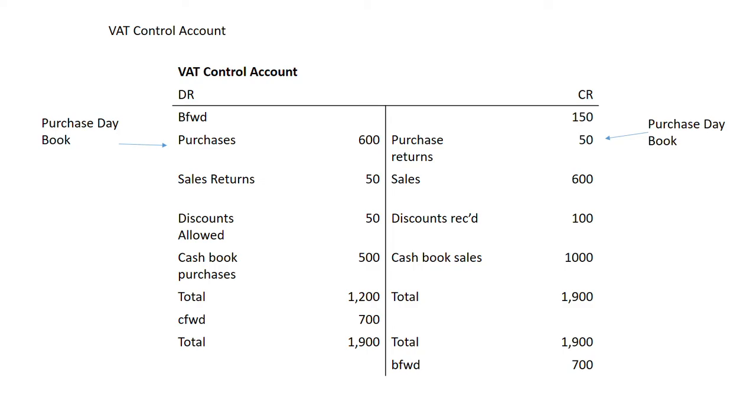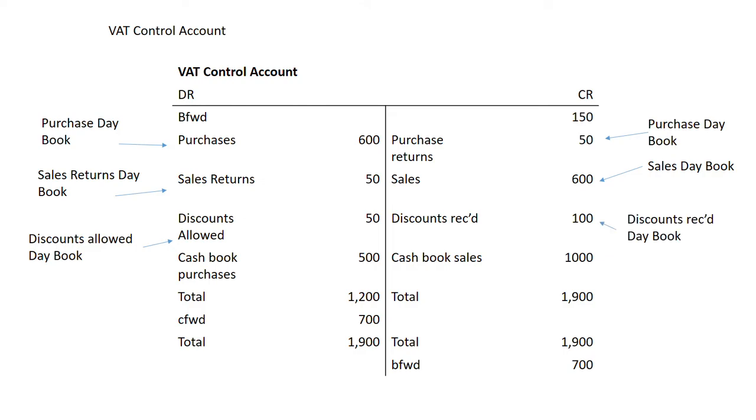We then got a sales daybook, so we made some sales and we owe HM Customs and Excise £600 on those sales. Something that we owe, a liability that's increasing, is a credit, so £600. But they brought some of their goods back, and the VAT on the goods that they brought back was £50, so that was a debit. We had some discounts allowed: we made these sales, but then we decided that we would give people discounts against those sales if they paid early, and the VAT on those discounts allowed was £50.